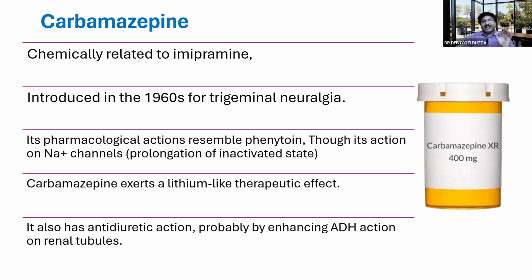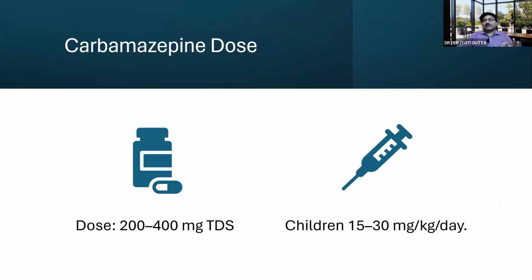So in the elderly age group, it can cause hyponatremia, so you have to be cautious in that regard. Now, coming to the dosage for trigeminal neuralgia, we commonly use the dosage between 200 and 800 milligram. Usually, we start with a 100 milligram twice a day dose or a 200 milligram sustained release dose once a day. Gradually, we increase the dose as long as the patient is able to tolerate this medicine.